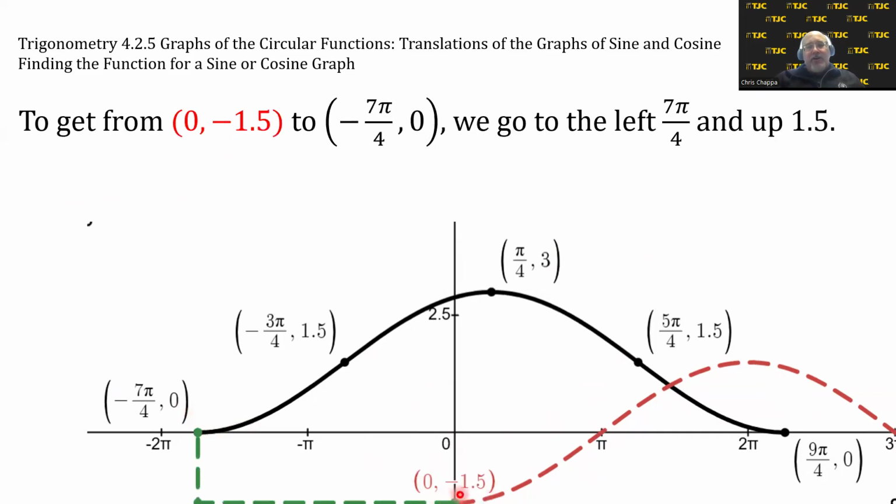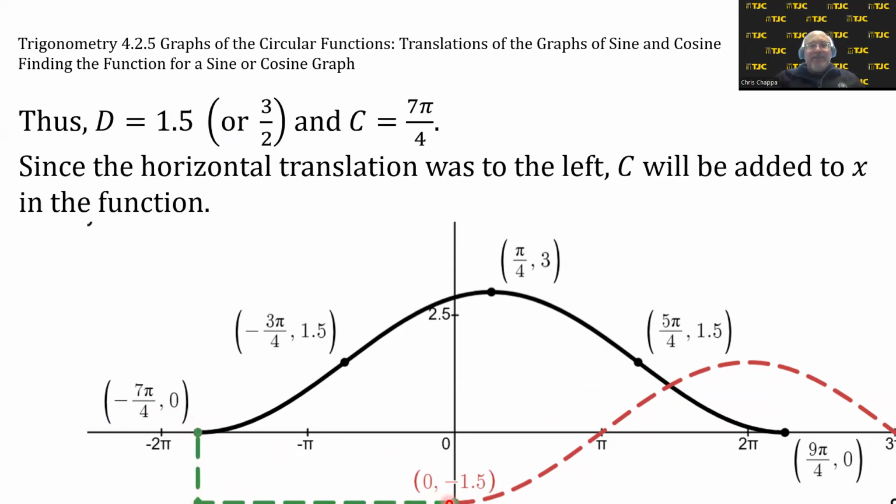To get from 0, comma negative 1.5, the beginning point of the graph before it was translated, to negative 7 pi over 4, comma 0, the beginning point after the graph translated, we have to go to the left 7 pi over 4 and up 1.5. That means that D is 1.5 or 3 halves and C is 7 pi over 4.